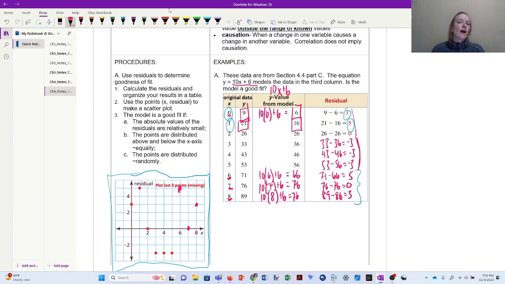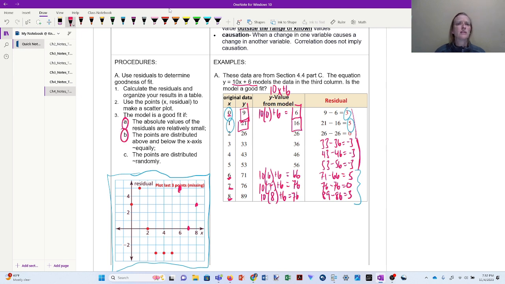By graphically analyzing the residuals, we can gauge how good a fit our model was for our data. There are a few things that we check for. First of all, we want to make sure that the absolute values of these residuals are all relatively small. Here, the biggest residual is 5, and so these are all quite small residuals given the values of our data.